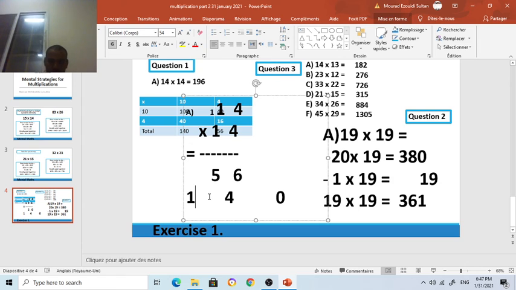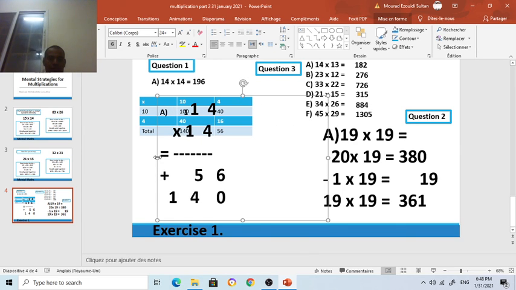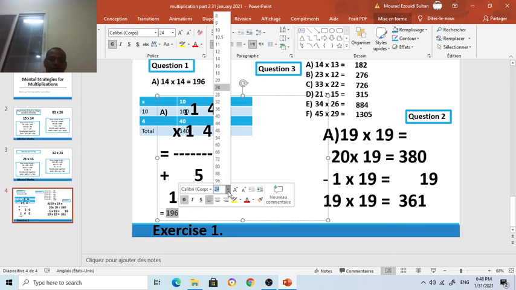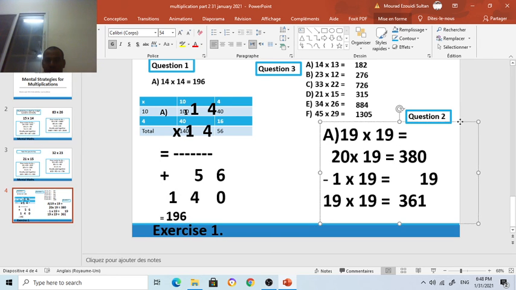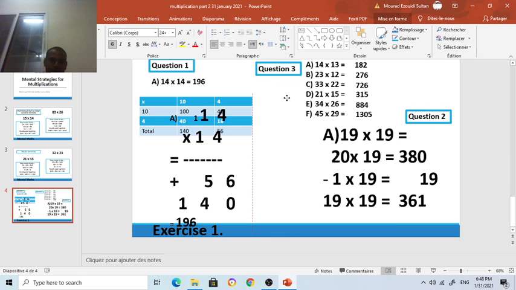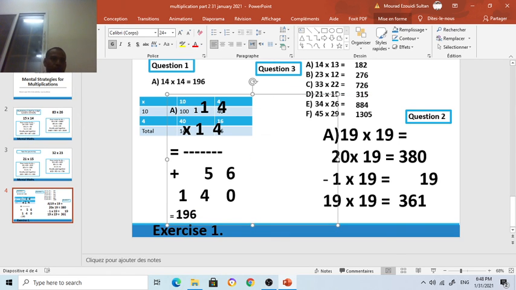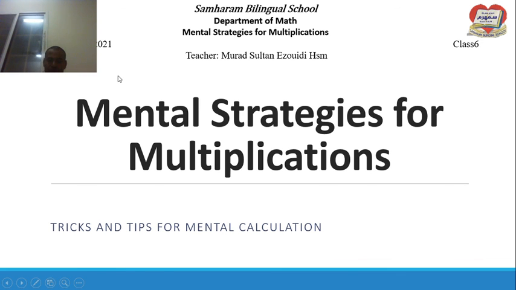So now just try to add the following. It will be 56 plus 140, so 6 plus 0 is 6, and 6 plus 40 we told is equal to 196. This is the last answer. If you see this one, my learners, this is the answer of the first example. So we can put this here now. This is how we can do it, my learners, like that.